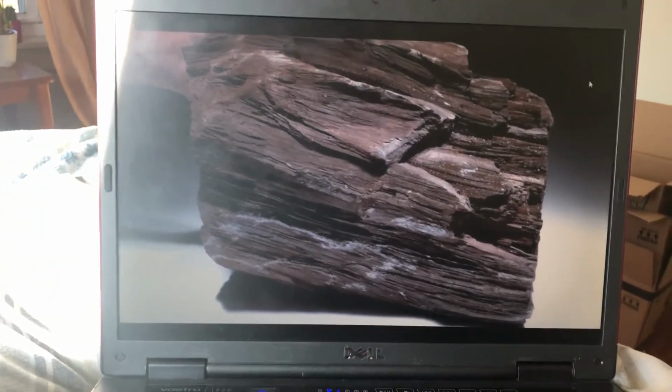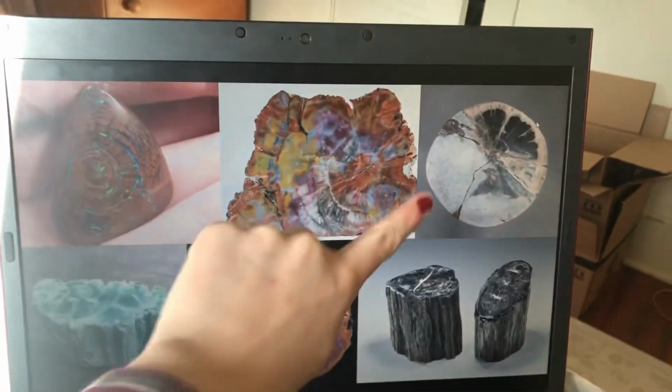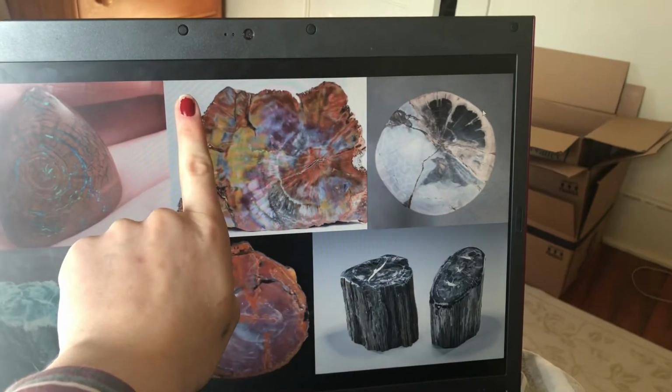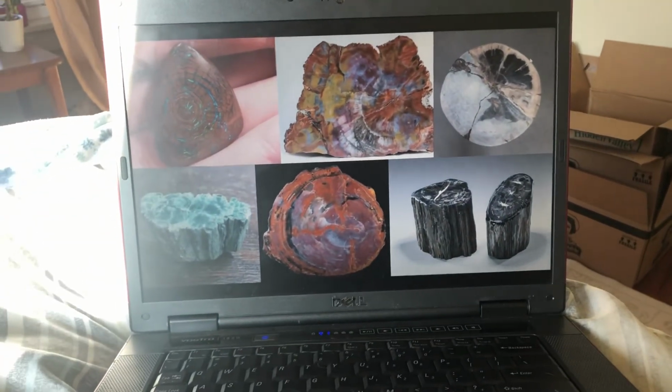There are pieces of petrified wood that do show a variety of different colors, as shown in this picture. This is informally known as rainbow wood.